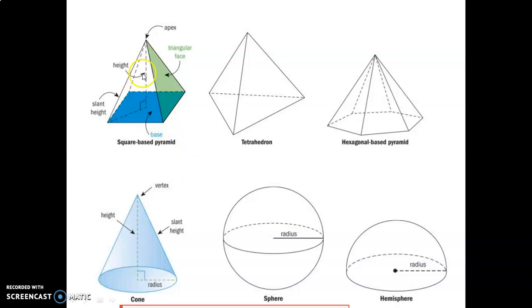Notice this pyramid has a triangular face here. There's the base down there. It has what's called a slant height, and it also has a height line down the middle here. And there's your apex. And in a cone, we have very similar things: the vertex, a height line, a slant height along the side here, and a radius here. Notice that pyramids and cones obviously are very similar. A cone is kind of like a curved version of a pyramid.